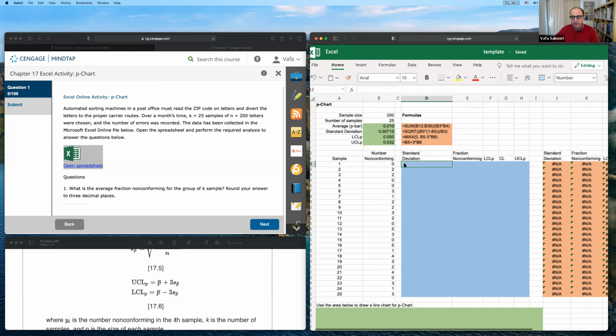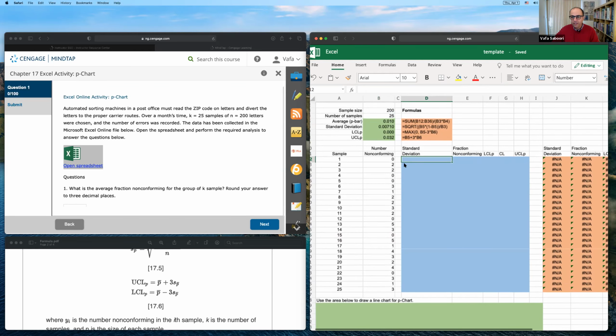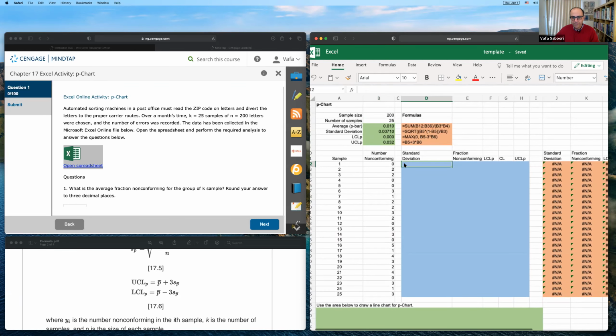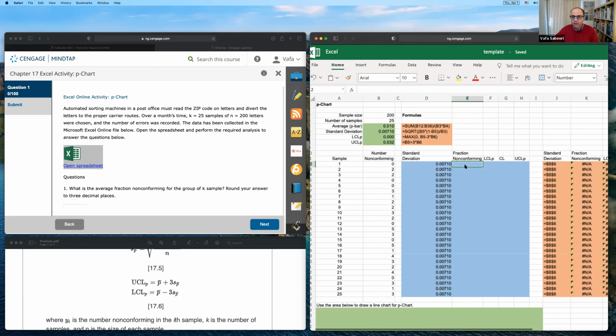So now here, we need to fill in this table, okay? So we need to have the standard deviation, fraction non-conformance, LCL, UCL, and so on. I skipped that standard deviation. It's not necessary because we already calculated it on the top, or you can just go ahead and read it from here. So we can say this is standard deviation and lock it with dollar signs and then copy it all the way down, okay? That's for the sake of being complete, okay?